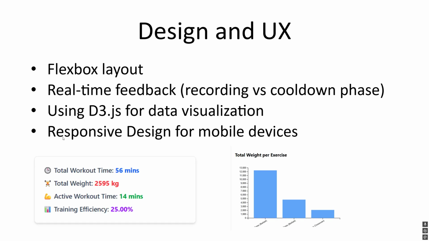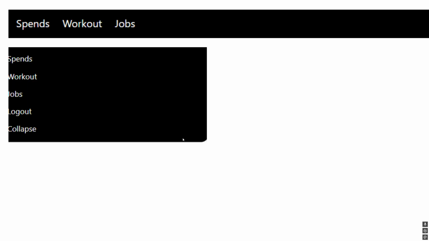And also I have a responsive design for mobile devices, because I mainly use this recording app on my phone in the gym. As you can see on the top, here's the navbar on a regular desktop browser, and down here is how it looks on the mobile phone. We can expand and collapse the navbar, so that even on the mobile phone we can easily navigate through different pages.